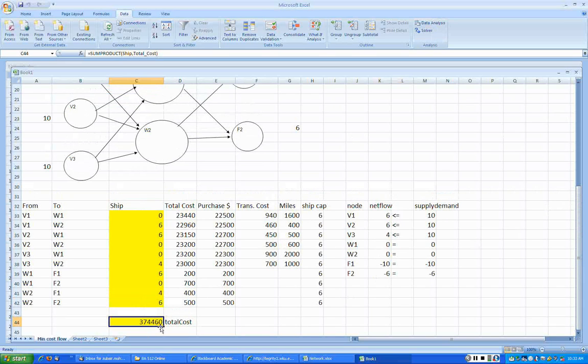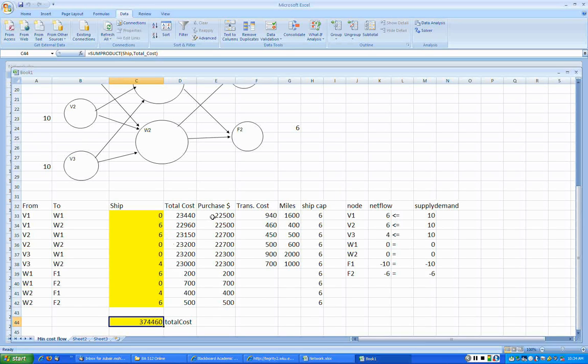$374,460. So vendor 1 is not going to supply any shipments to warehouse 1, but will send 6. So that means out of 10, vendor 1 is going to supply only 6. Vendor 2 is going to supply 6 to warehouse 1 and nothing to warehouse 2. All 6 will go to warehouse 1. Vendor 3 is going to supply 4 units to warehouse 2. In other words, warehouse 1 will receive 6 units and warehouse 2 will receive 10 units.